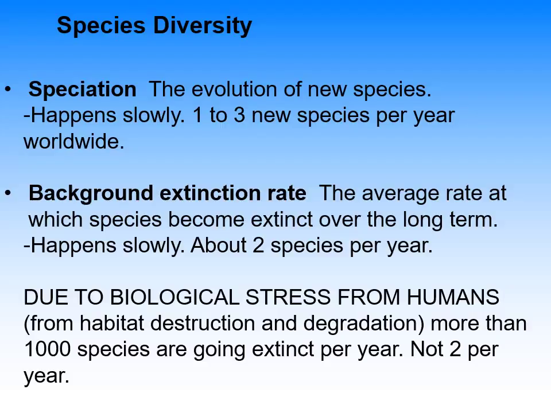But humans are creating a lot of stress on the environment, mostly from habitat destruction and degrading habitats, like building on it differently. And more than 1,000 species are now going extinct per year. It's not that background rate where it should just be 2 species per year. It's 1,000 species per year.